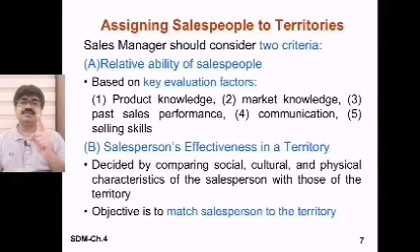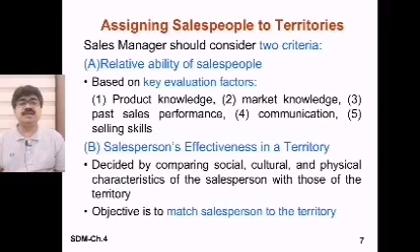So the first thing to consider is the ability of the salesperson, and the second is the effectiveness of the salesperson in a territory. For example, in some territories, some salespeople will be effective. It depends on the social, cultural, language, physical characteristics, and other things. For example, a local person who knows the local language and culture will be effective in a territory. Okay, a South Indian will be effective in a South Indian market.